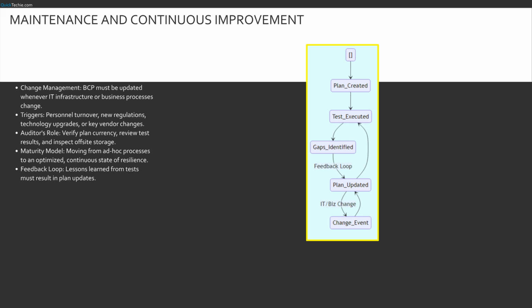As auditors, we don't just read the plan, we check the dates. We review the lessons learned from the last test to see if the plan was actually updated. We look for a cycle of continuous improvement, moving the organization from a reactive state to an optimized, resilient state.